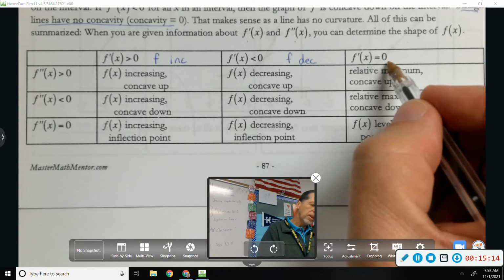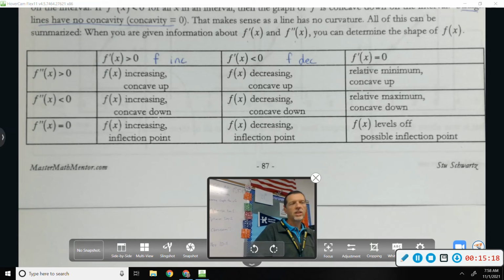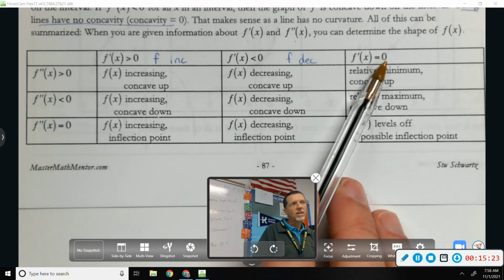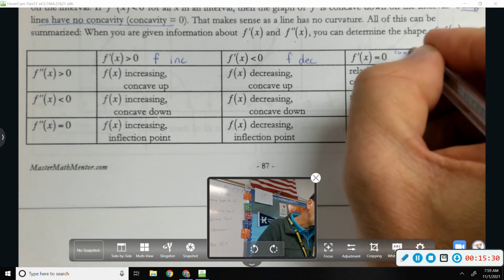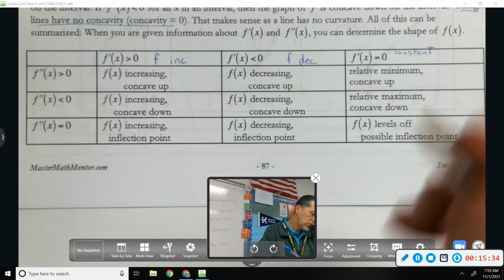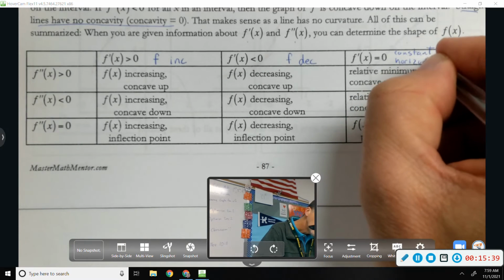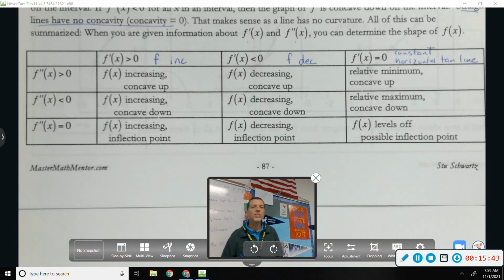If f prime equals 0, what does that mean? There's a couple things that could mean. If the derivative is 0, it's constant. So it could be, if f prime is 0 for a while, then it's constant. If f prime is 0 for just an instant, then it's like a horizontal tangent line. Not like, it is a horizontal tangent line, or has a horizontal tangent line.